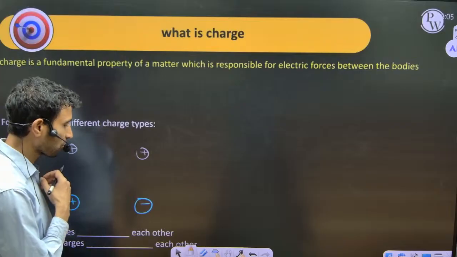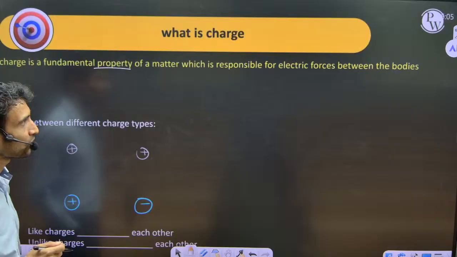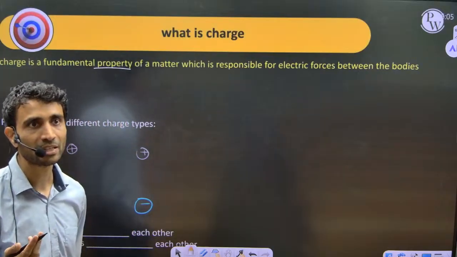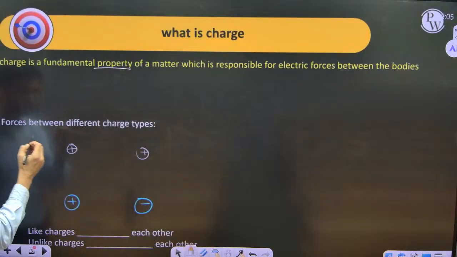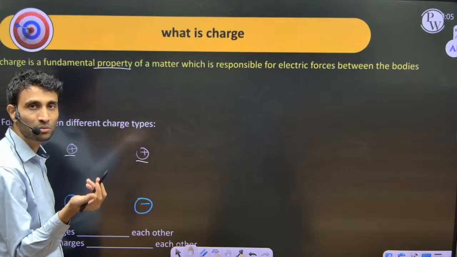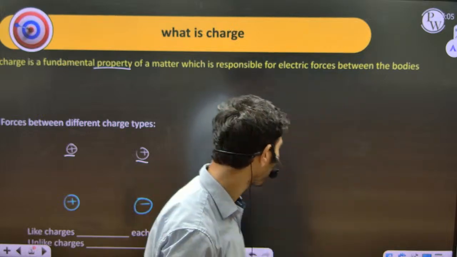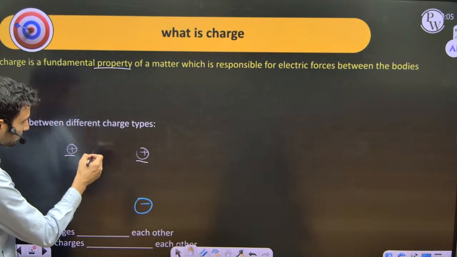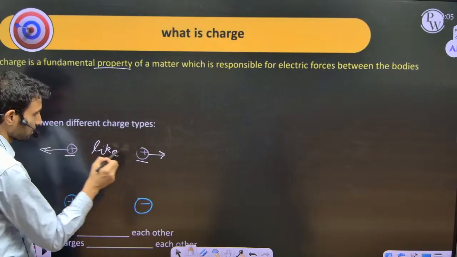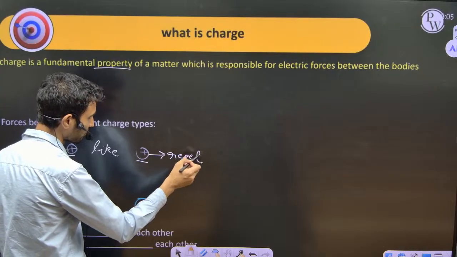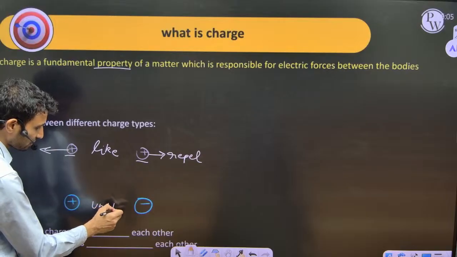Charge is a fundamental property of any material because of which it experiences electrical forces. So what do I mean by electrical forces? Let's say you have a positive charge and a positive charge. What sort of forces do the positive charges feel with each other? Is there repulsion or attraction? As we know that they are like charges, there will be repulsion, so they will repel each other. And if they are positive and negative charges, like unlike charges, they will attract each other.